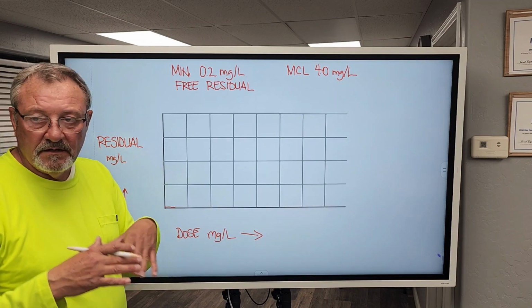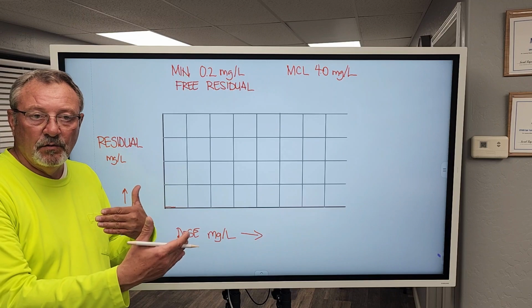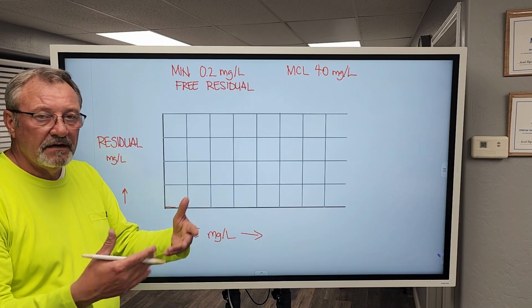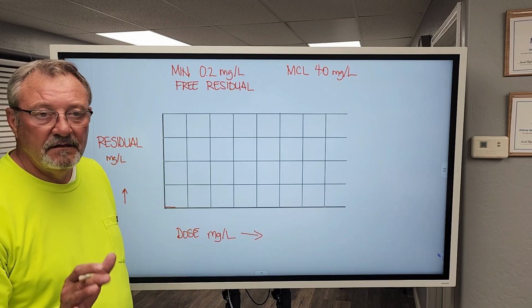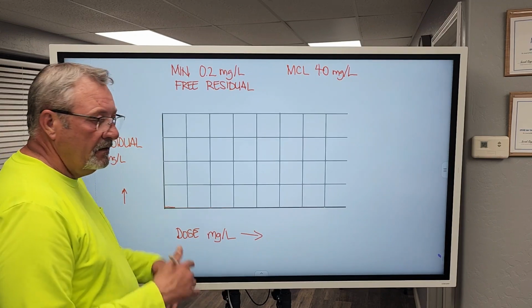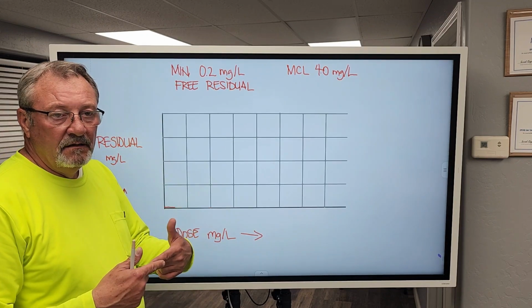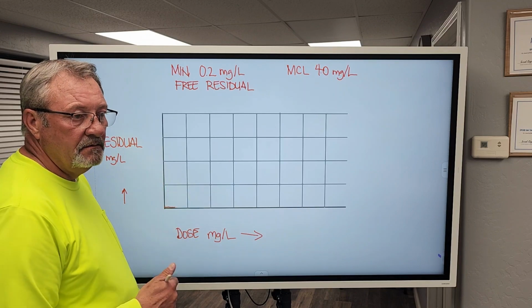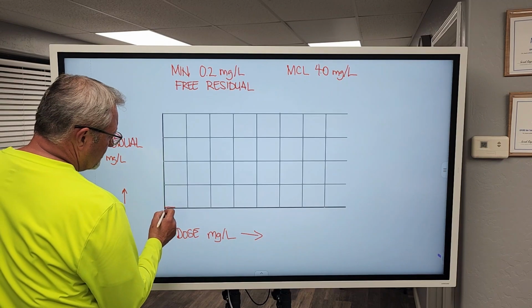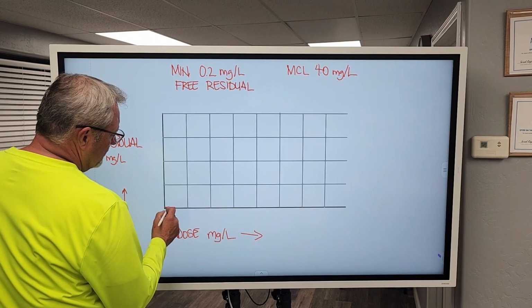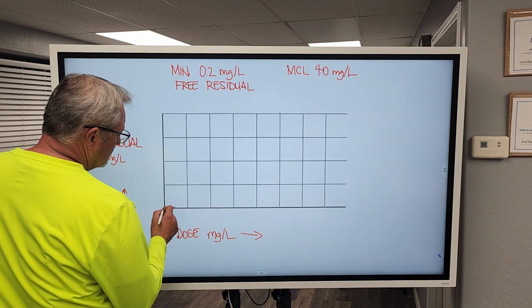The reason why is because once you dose with chlorine, you want to give it 20 minutes to interact with everything it wants to interact with. I'm repeating myself, but it's important information for everybody to understand. We give it that 20 minutes, and then we measure a residual. We want to see what that dose did. So we start here, we start dosing, and initially you get no residual.